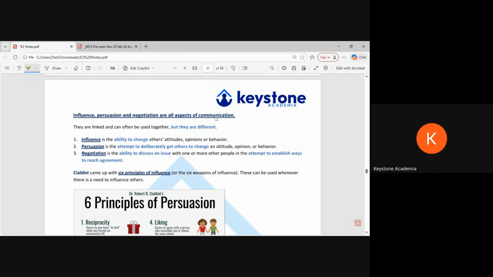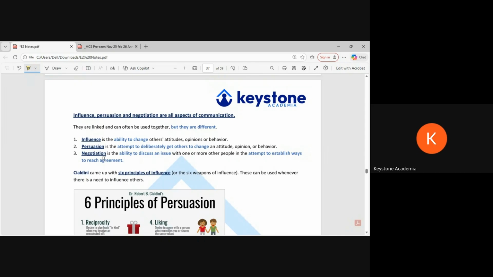Then persuasion. So influencing will work beyond that; now we are talking from the manager perspective. The manager can influence. Persuasion is the attempt to deliberately get others to change. This can be using power or showing them a risk or reward: reward for doing it, risk for not doing it.